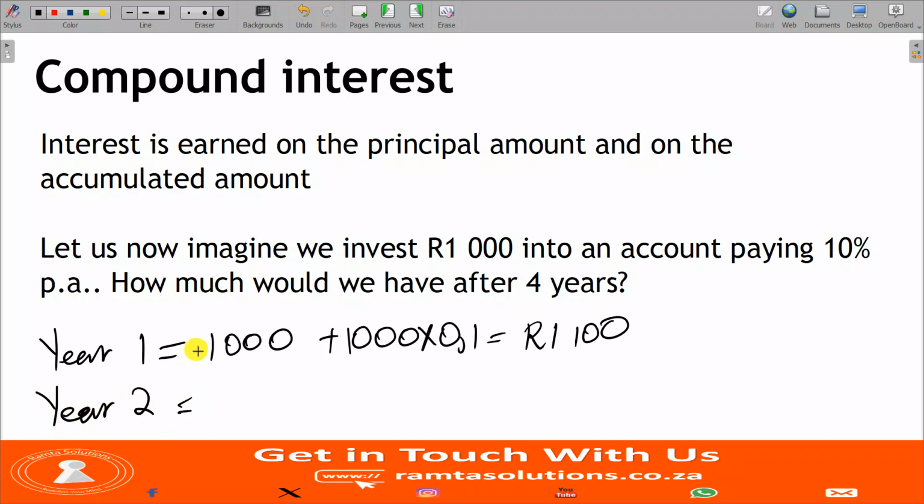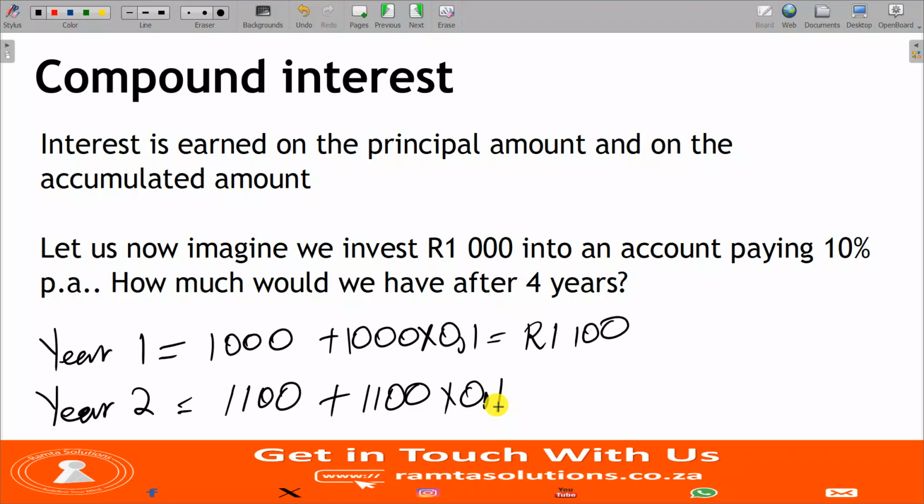Now, for year 2, what is happening is this. Remember, we said compound interest: interest is earned on the principal amount and on the accumulated amount. For year 2, the closing balance of the previous year now becomes the opening balance, and it also gains interest. So we're saying 1,100 plus 1,100 gaining interest as well.